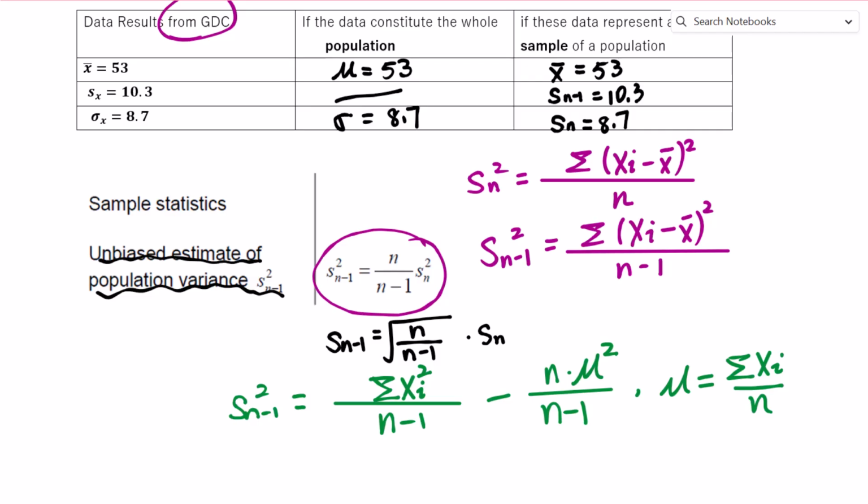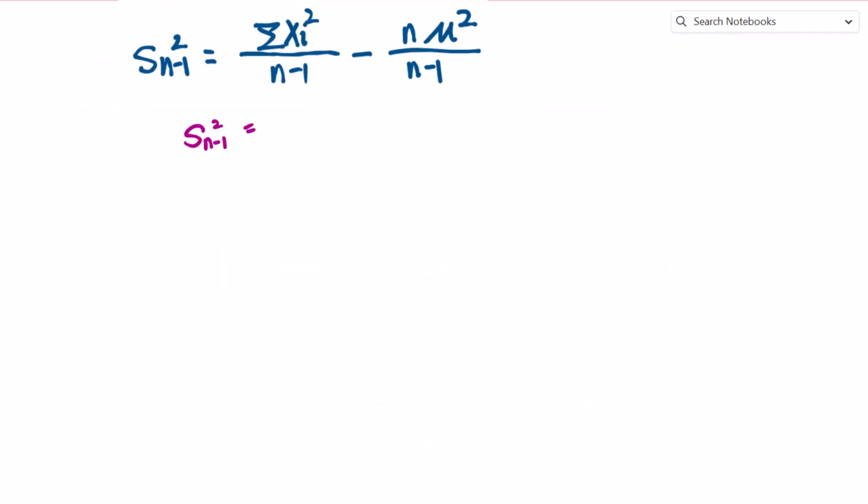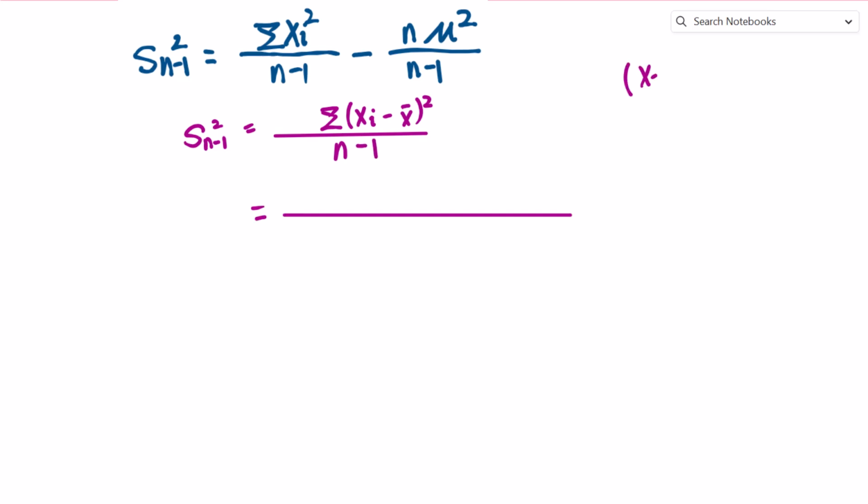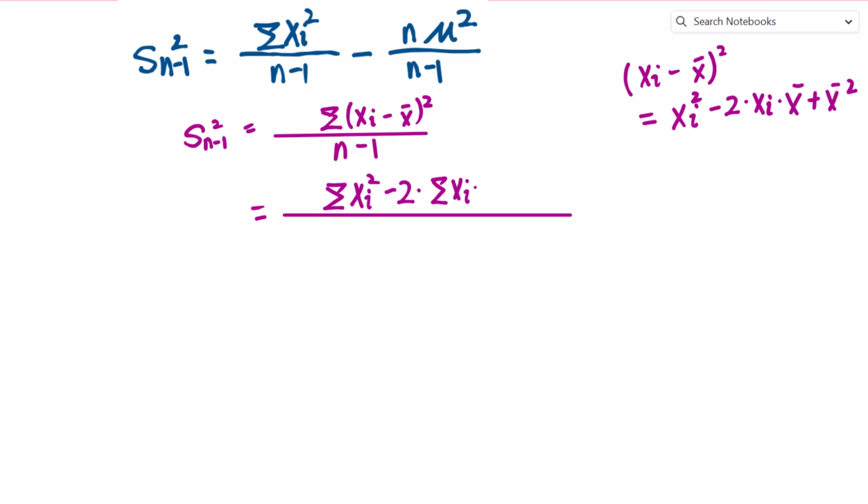I will show you how to prove this formula. We do know s sub n minus 1 squared equals sigma of (xi minus x bar) squared over n minus 1. For (xi minus x bar) squared equals xi squared minus 2 times xi times x bar plus x bar squared. So we get sigma of xi squared minus 2 times sigma of xi times x bar plus sigma of x bar squared over n minus 1.